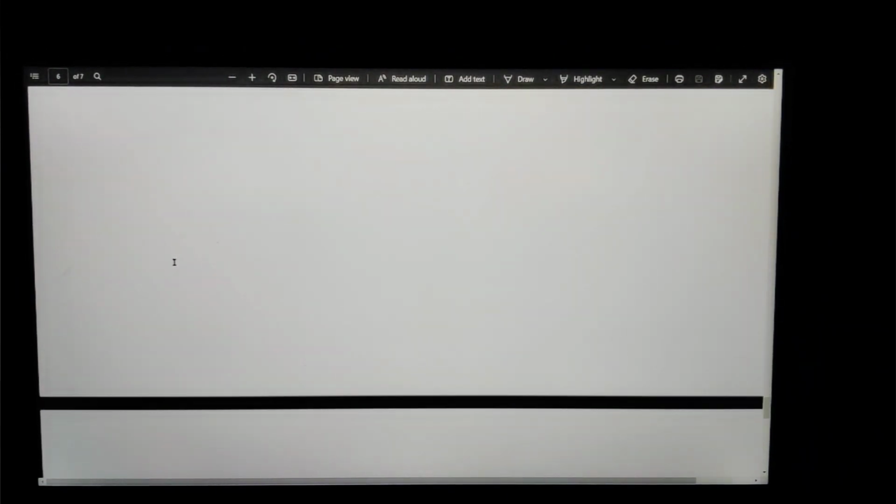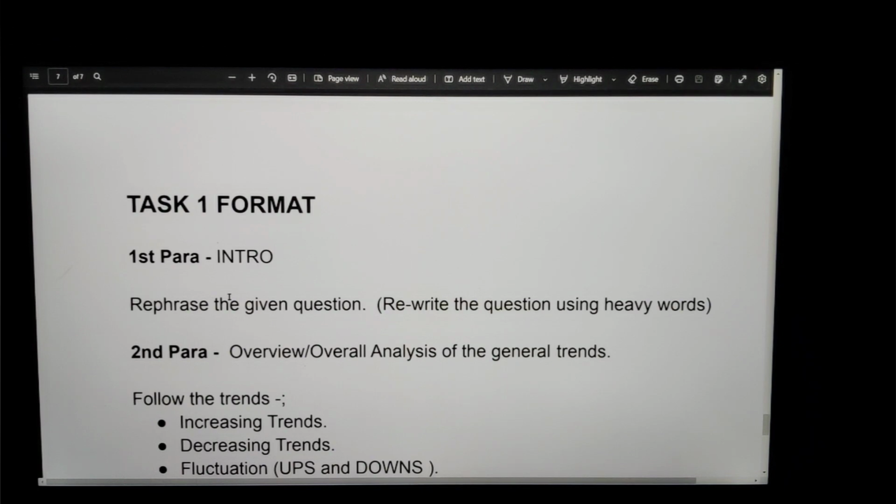So this was about our first paragraph: rephrase the given question using heavy words. Here heavy words means good vocab, good synonyms, heavy synonyms, which makes the chances of getting a good band very easy and achievable.